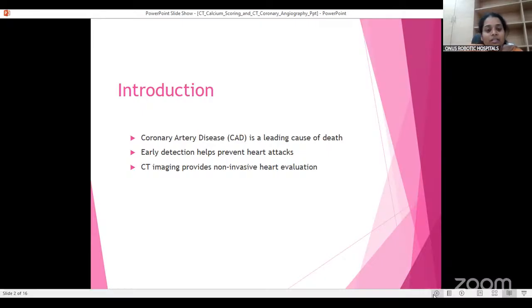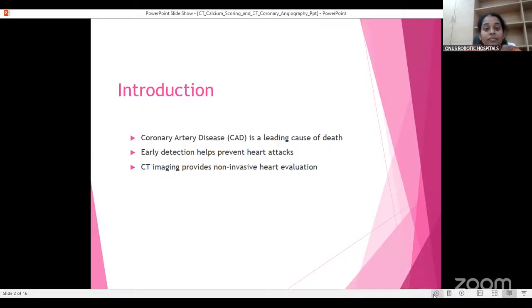So CT imaging provides a non-invasive method, and as we all know, the angiogram is an invasive method. So when we are not sure whether the patient is going to have a lesion, or just to screen the patients, instead of performing an angiogram, it's better to go for the CT coronary angiogram.